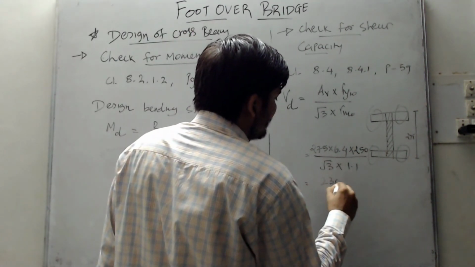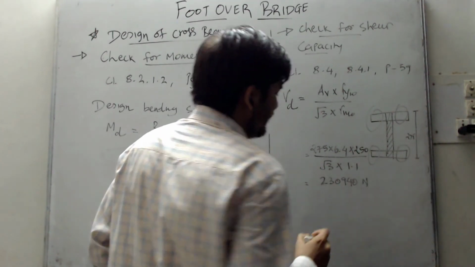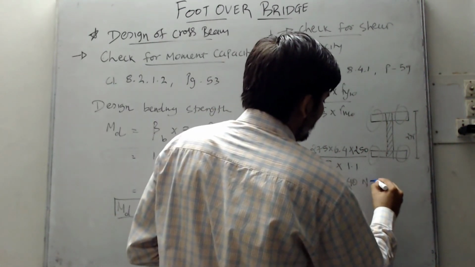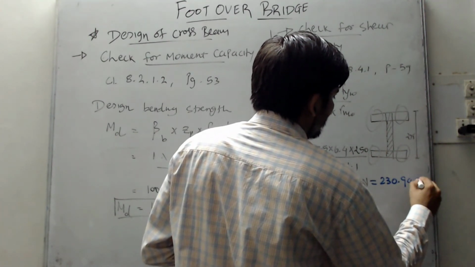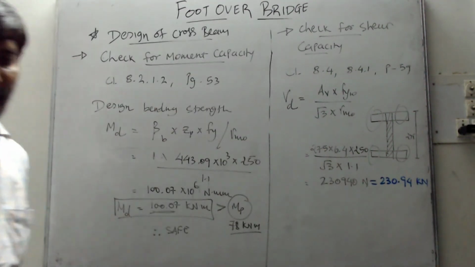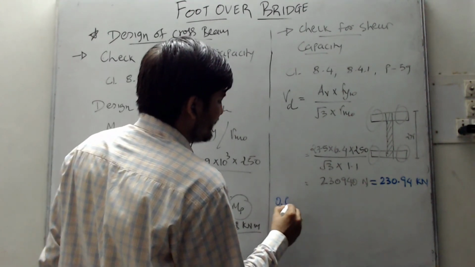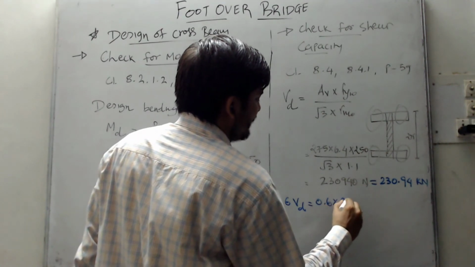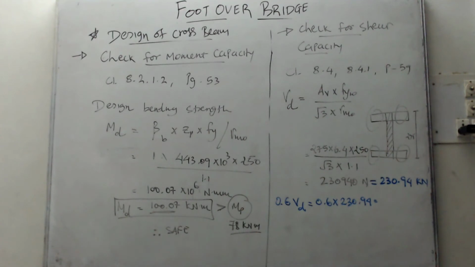230940 Newton. So if I convert this into kilonewton, it will be 230.94 kilonewton. 230.94 kilonewton is the value. Now I need to take 60% of this. So 0.6 of VD. So 0.6 multiplied by 230.94. So 60% will be around 138.56 kilonewton.